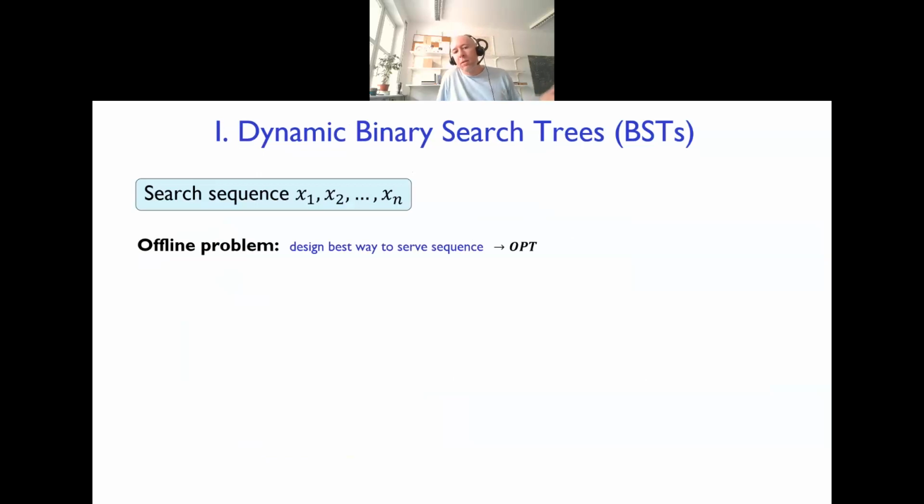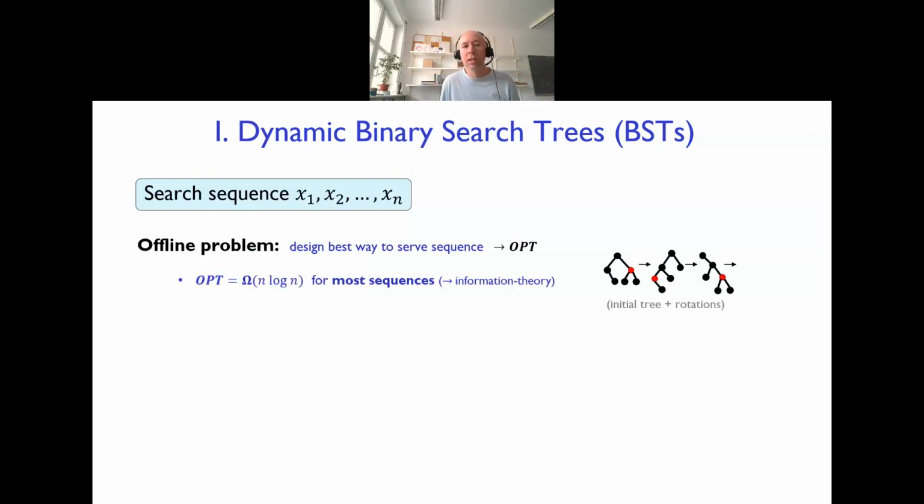Okay, so there are two ways to look at this problem. One is in an offline setting where we are given this sequence and we want to design the best way to serve the sequence, which means coming up with an initial tree and a sequence of rotations. And it is known that in general the cost of this will be n log n. This comes from basic information theory, but for some structured sequences we may be able to do better.